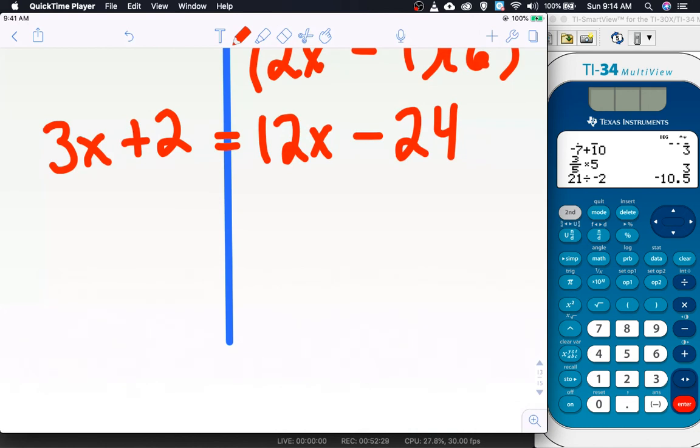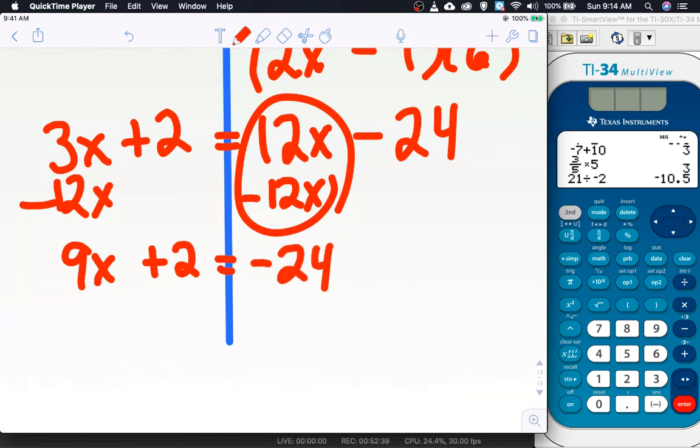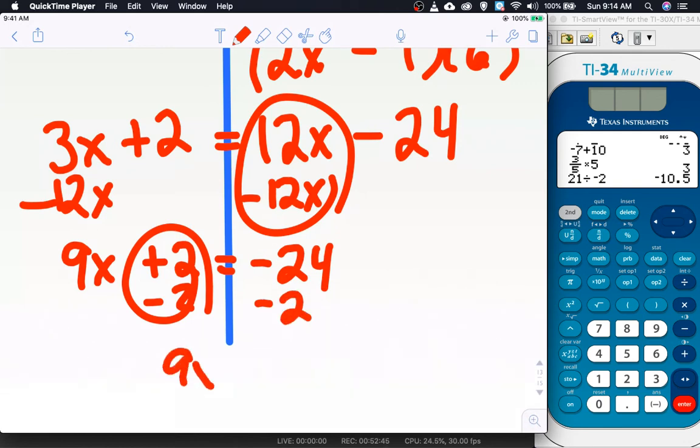We're going to get rid of the variable on the right. So we subtract 12x on both sides. 9x plus 2 equals negative 24. Minus 2, I'm getting rid of the add and subtract on both sides. 9x equals negative 26.